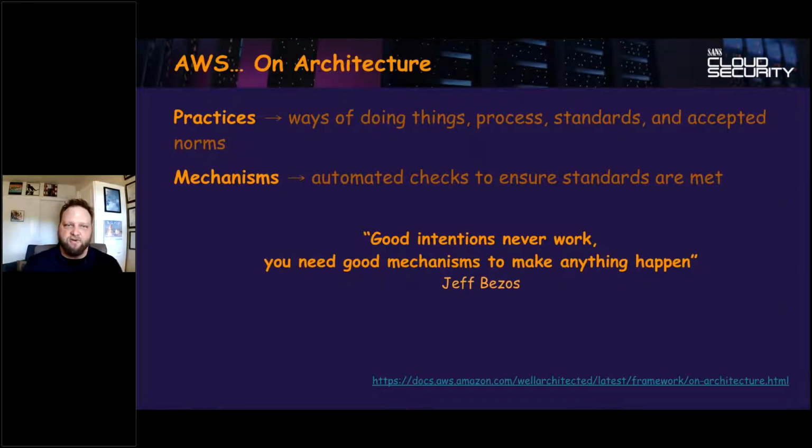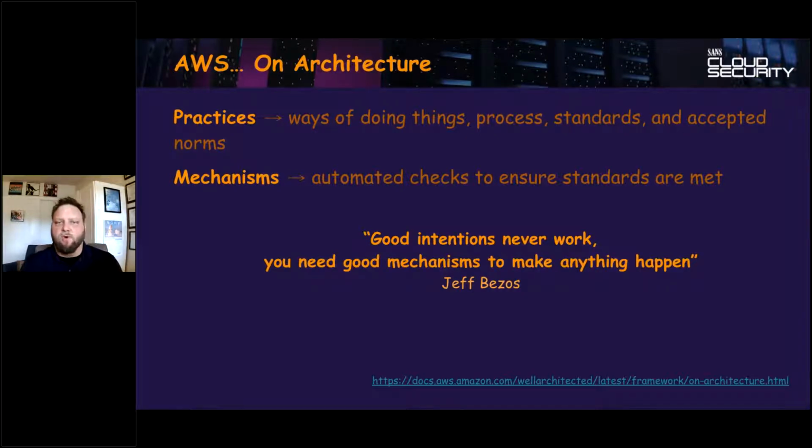All right, some of AWS's approaches to architecting. I think it's important to take a look at this first before we move on to the framework. So AWS has practices, or ways of doing things, processes, standards, and accepted norms that focus on enabling each team to be successful in a given project. These practices also ensure that the team raises the bar on standards they meet and continues to get better. And then they also have implemented mechanisms that carry out automated checks to ensure standards are being met. So that's really cool. Automate stuff to make sure that what's being done is what you're expecting to be done. Sounds like a good idea to me.